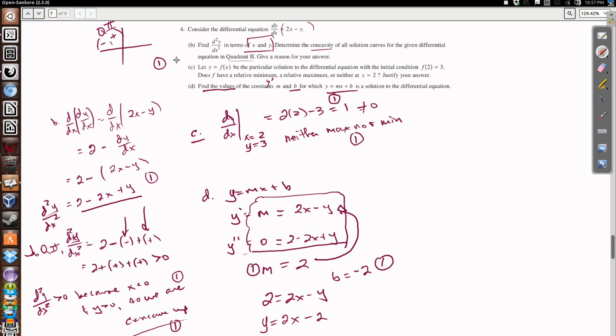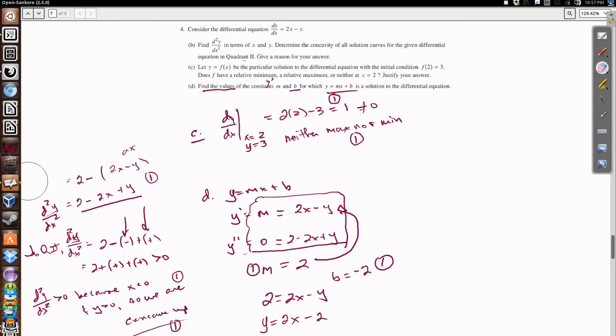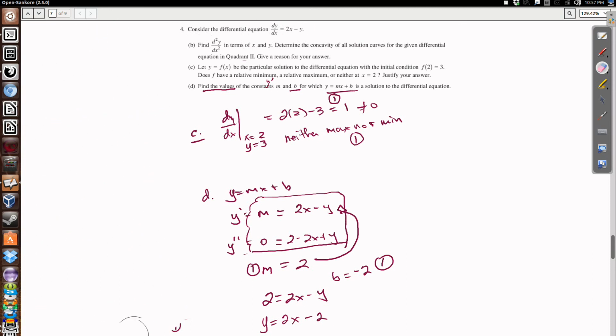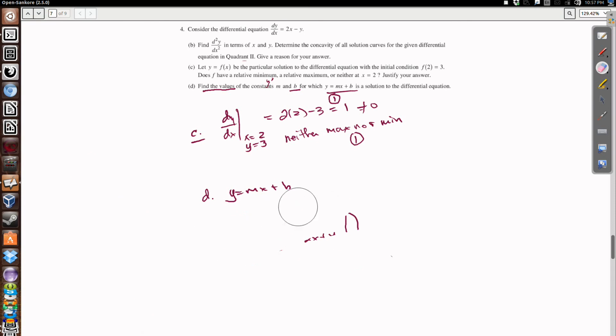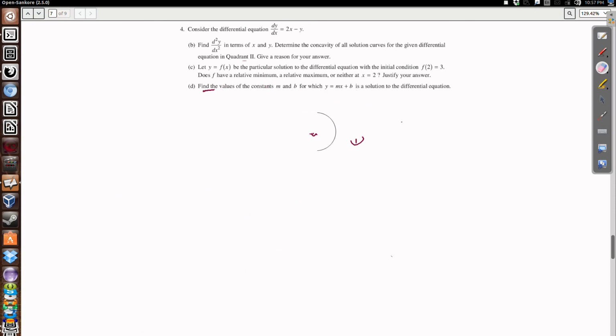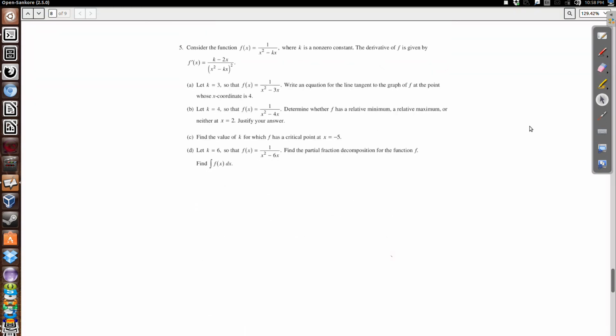And then on to question 5. So question 5 was probably the quirkiest of the questions that we saw on this test, just because it seemed like they were asking a whole bunch of stuff about the same function over and over again. But there were slight subtle differences, and I think it's important to go over those. So on problem 5, it says, consider the function f of x equals 1 over x squared minus kx, where k is a non-zero constant, and we have the derivative function given to us.